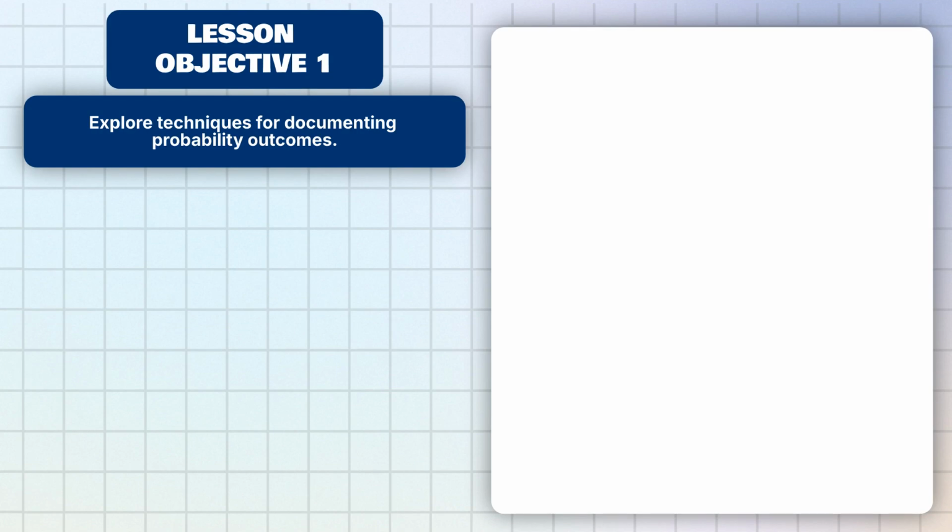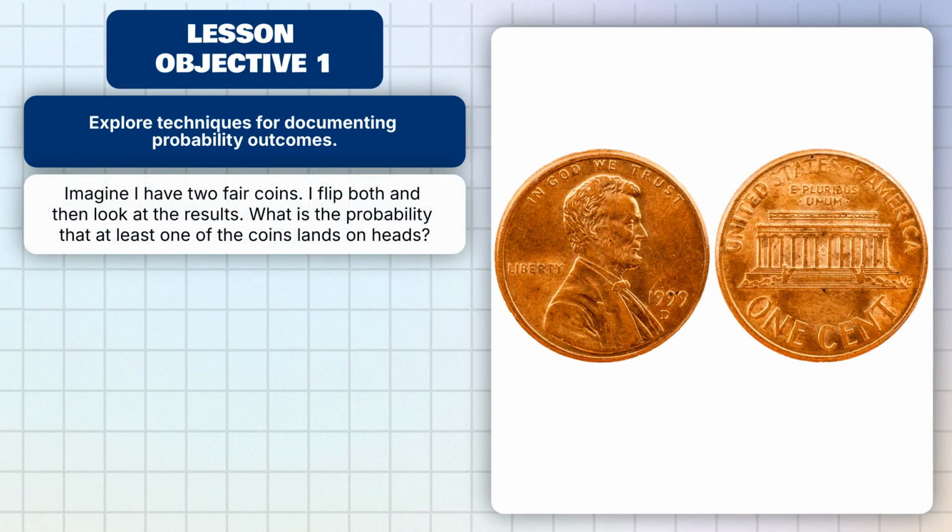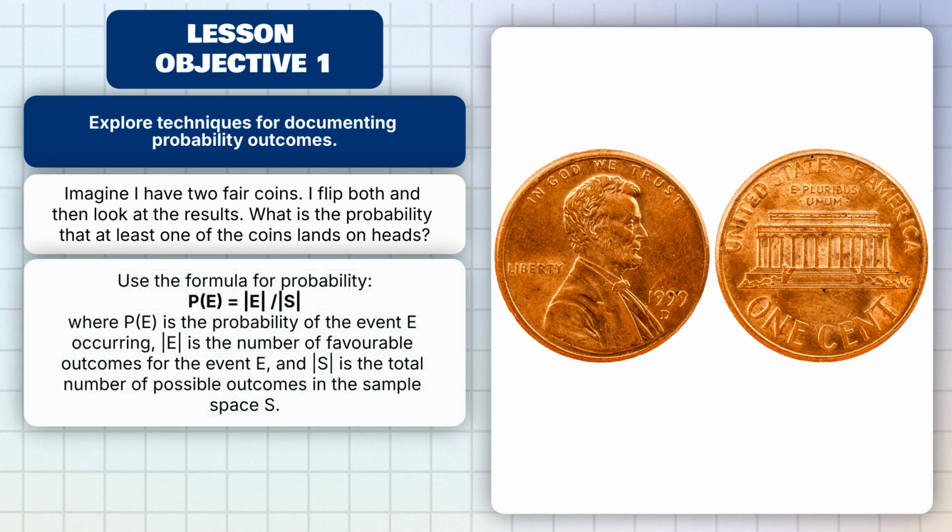We'll begin with another thought experiment. Imagine I have 2 fair coins. I flip both and then look at the results. What is the probability that at least one of the coins lands on heads? To find this probability, we don't just rely on intuition. We use the formula for probability.